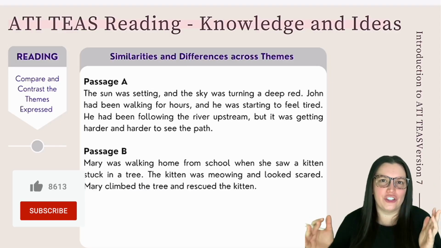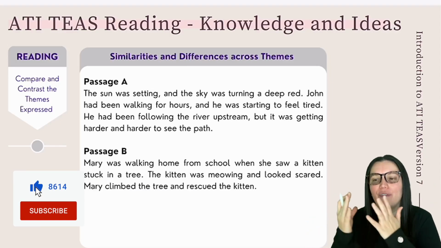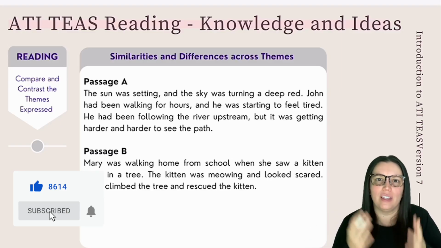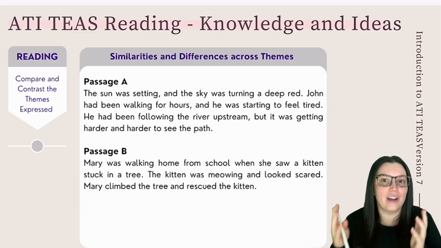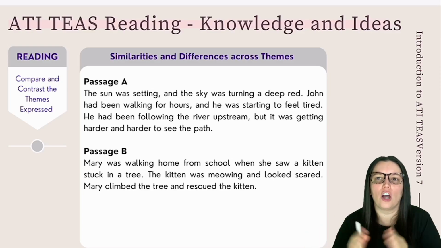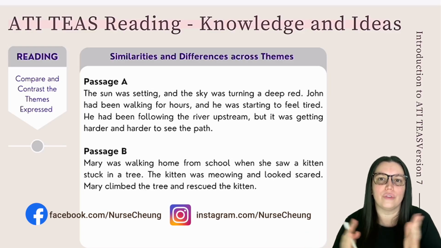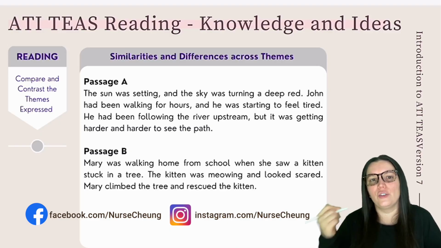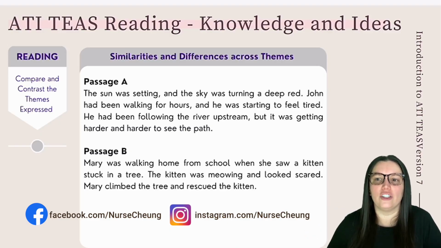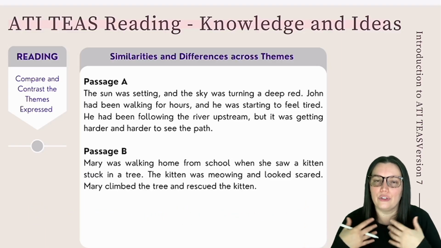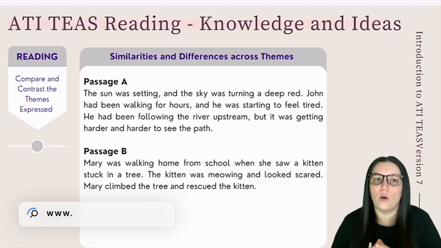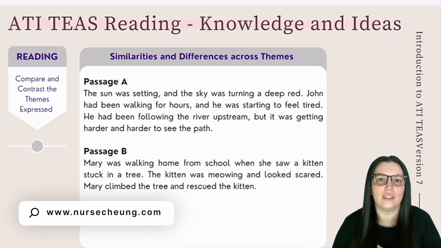So another common question I get all the time is, how can I find the similarities and differences within a theme? So now that we really truly know how to identify the theme, how are we going to compare and contrast two themes within two different texts? So we're going to answer the following questions based on the passages that we have here. So with passage A, it's the same one we've been using. The sun was setting, the sky was turning a deep red, John had been walking for hours, and he was starting to feel tired.